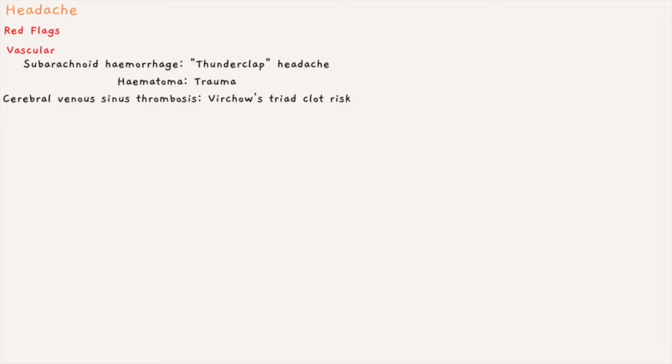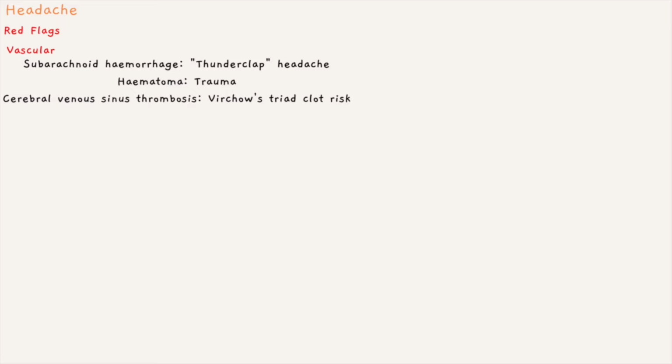They can be remembered by the acronym VIVID: vascular, infective, vision threatening, raised intracranial pressure, and dissection. Vascular causes include subarachnoid hemorrhage, indicated by thunderclap headache. So the patient may say it came on so suddenly and was so severe and the worst thing ever. Hematomas are indicated by trauma.